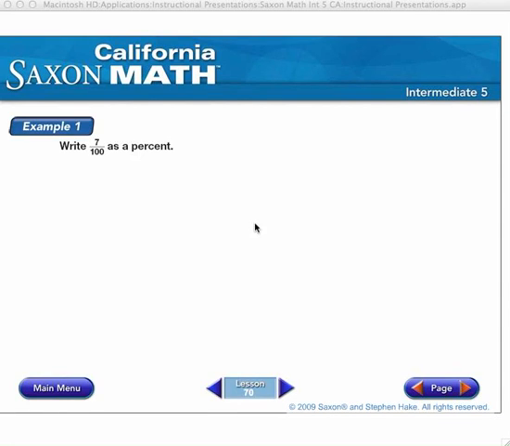Hi everybody, today we're going to talk about lesson 70, writing fractions and decimals as percents. So let's take a look at example number 1. Write 7/100ths as a percent.